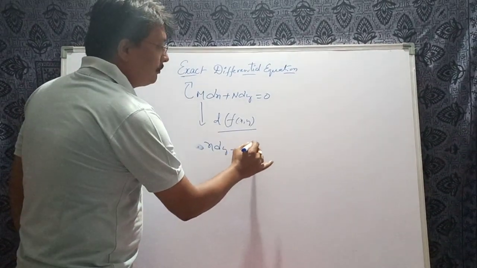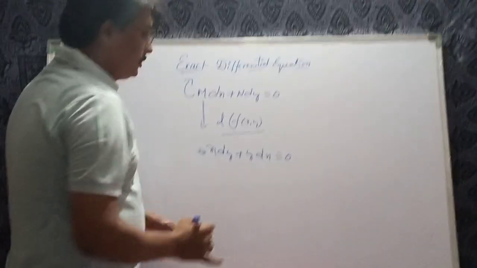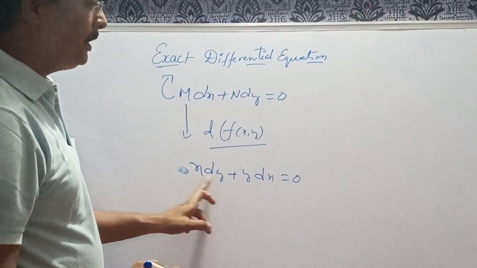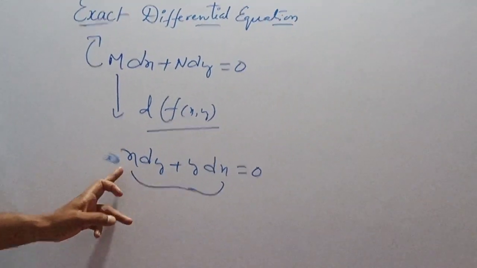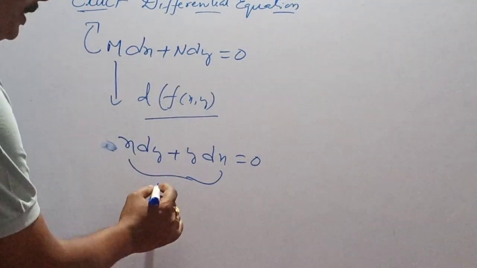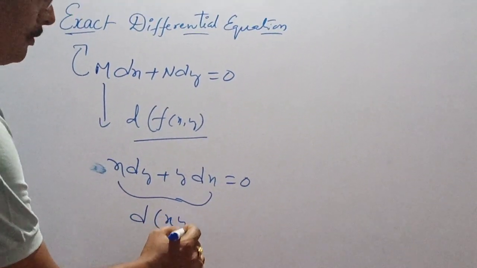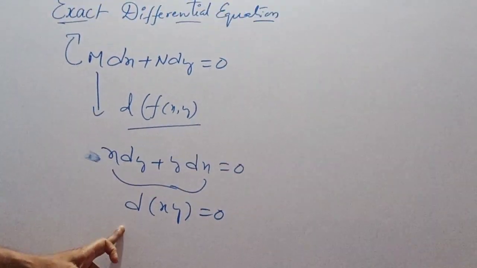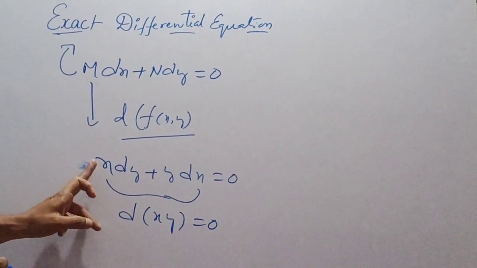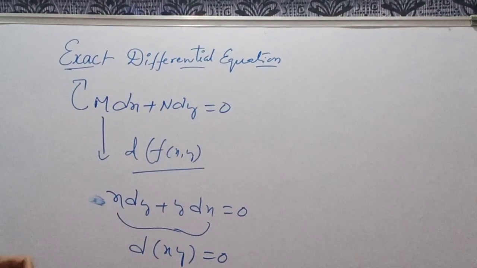For example, you observe x dy plus y dx equal to 0. It is of the form M dx plus N dy, and this differential equation is obtained by the derivative of xy, so this differential equation is called an exact differential equation.